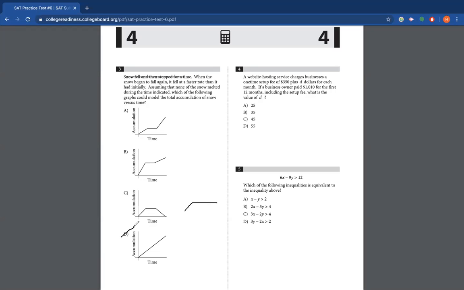D is wrong. Then it said it fell at a faster rate. So the slope has to be greater. This is incorrect because it's decreasing. This is incorrect because this slope is greater than that slope. And finally, A is correct because this slope is smaller than this slope. 2 is greater than 1 in terms of slope. So it's going to be A.